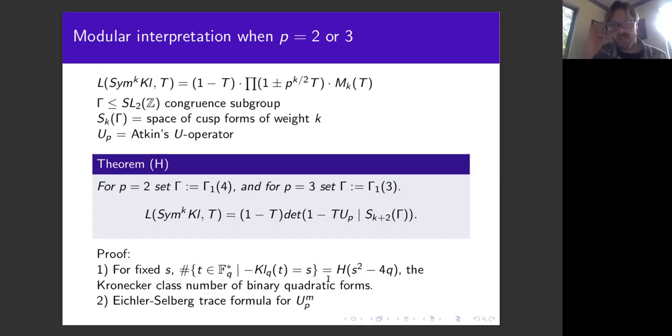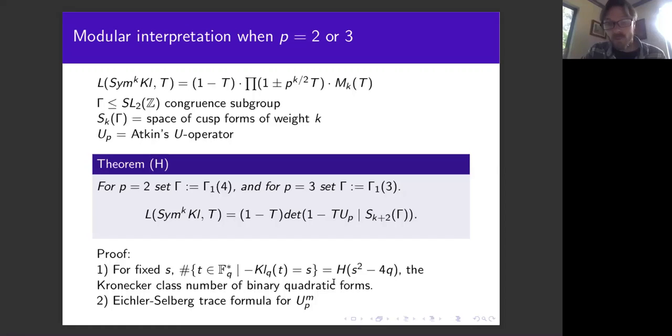I don't know what happens when p is 5 or larger. I don't know what to do about that. Now, I didn't prove this. This is not my proof. For p equal to 2 or 3, this is a proof by Katz and Livné.